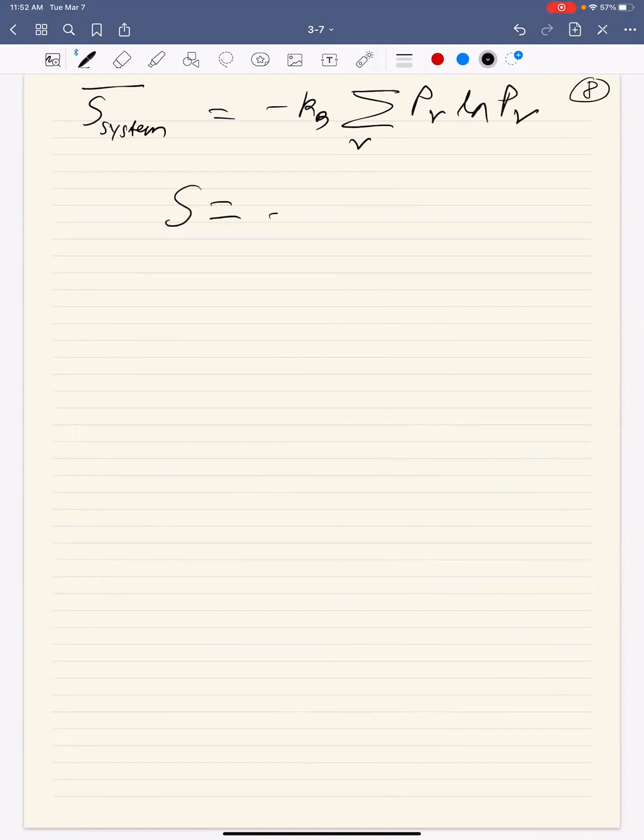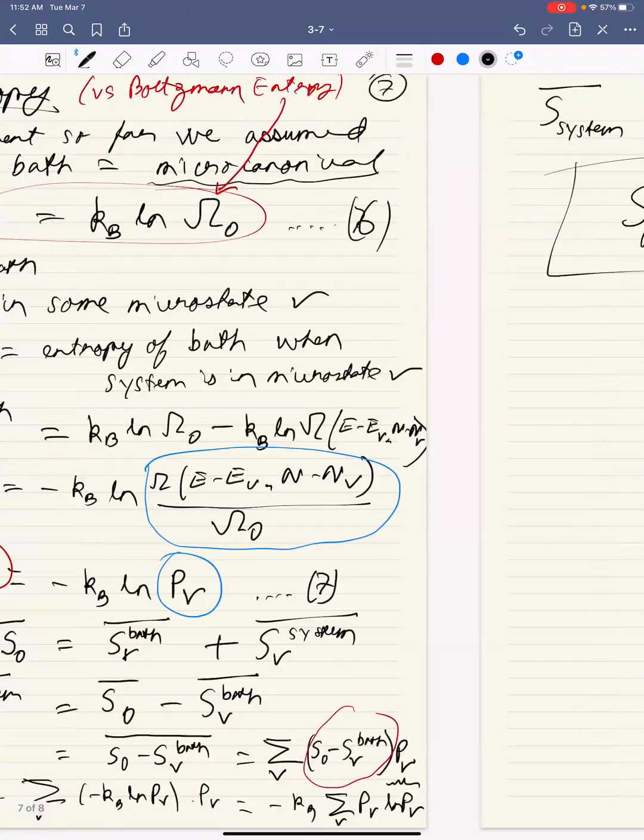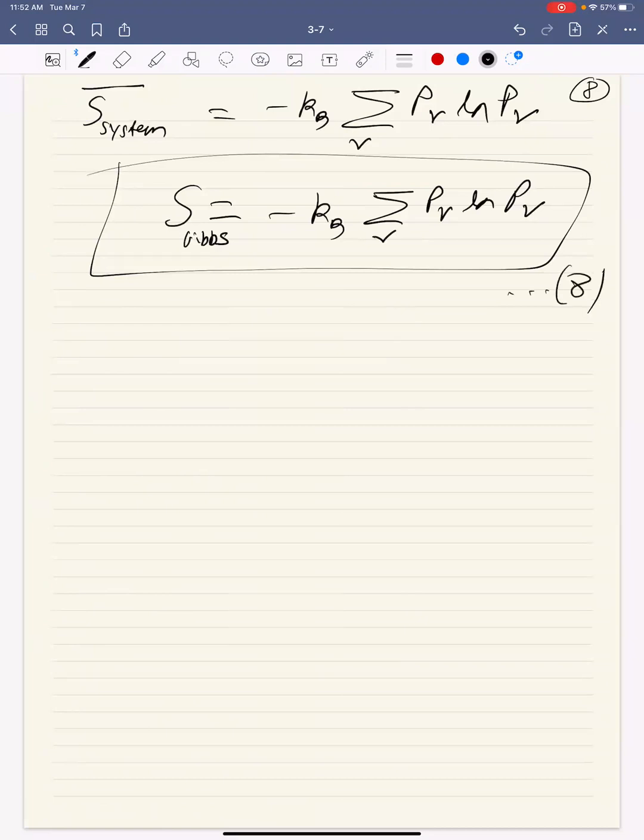So what we have shown is S system, averaging over all microstates, is going to be minus kB, go to every microstate, P nu ln P nu. Or we can just define an entropy that looks like this, so we are going to call it Gibbs entropy. This is not just any entropy, this is Gibbs entropy, okay? Minus kB summation over nu, P nu ln P nu. And we call this equation number 8. This is Gibbs entropy. This is applicable to any ensemble.